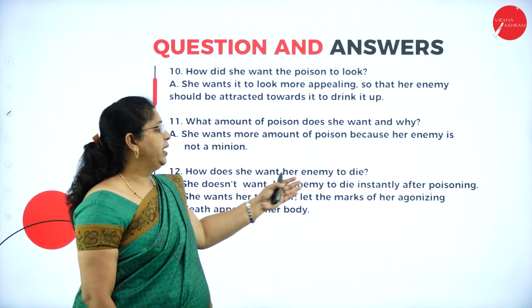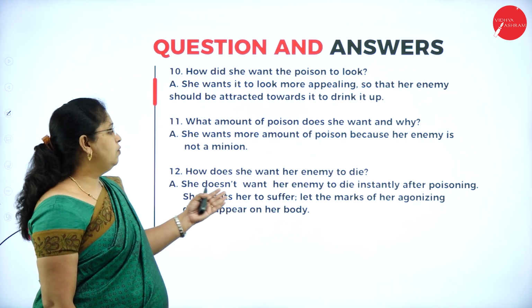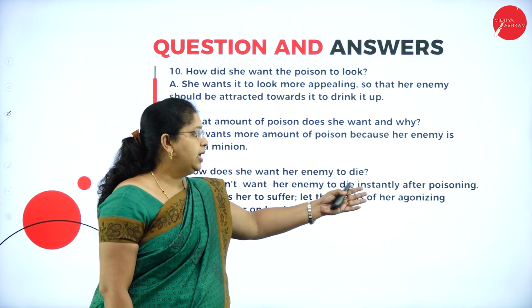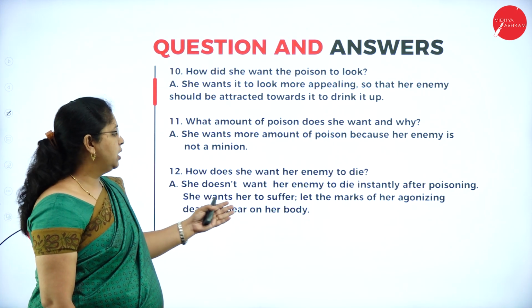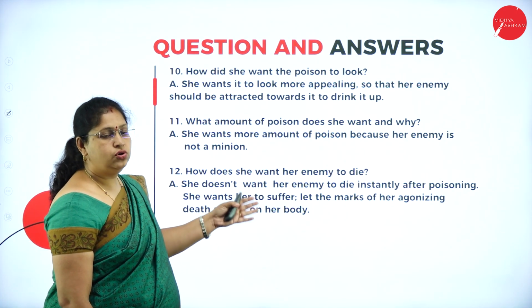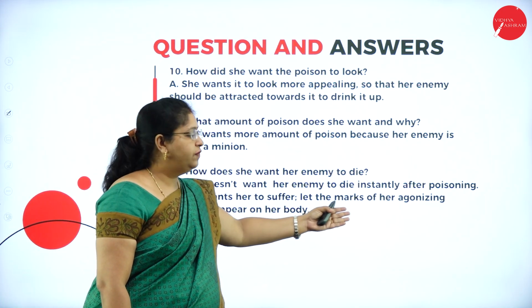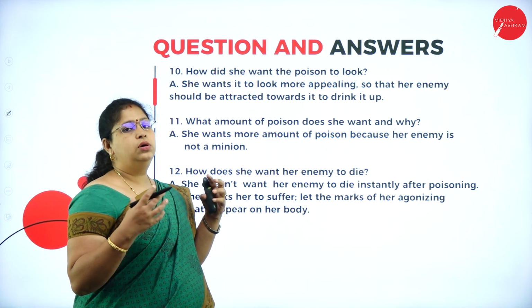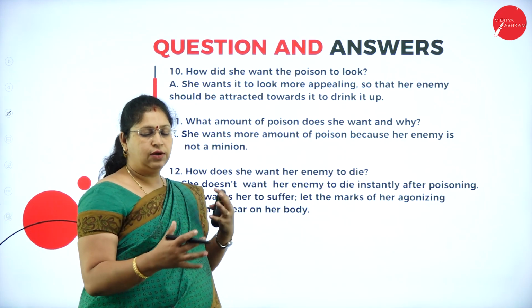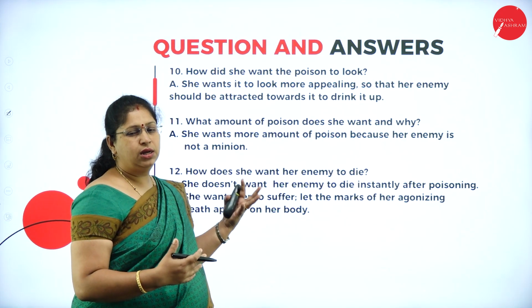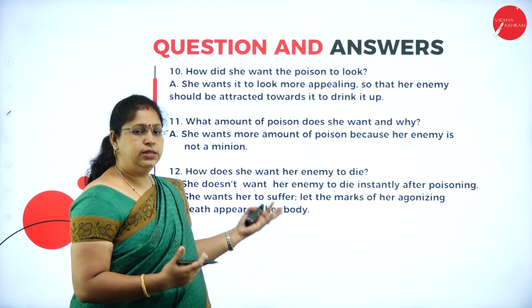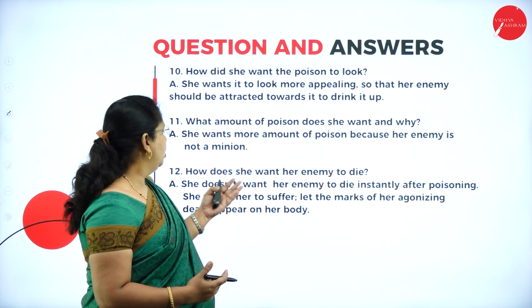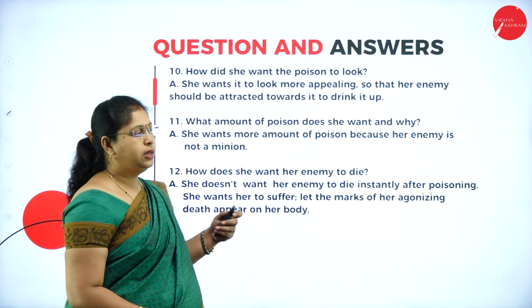How does she want her enemy to die? She doesn't want her enemy to die instantly after poisoning. She wants her to suffer. She should suffer. Let the marks of her agonizing death appear on her body. So, the color should change. She should suffer and then everything on her body should burn up. In that way, she has to die. This is the wish of the speaker.